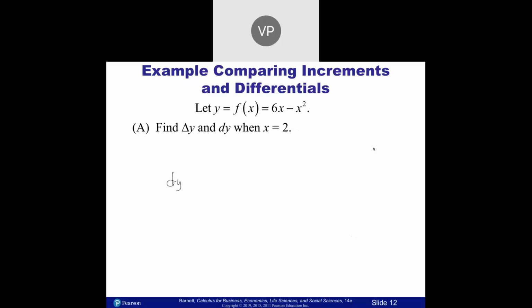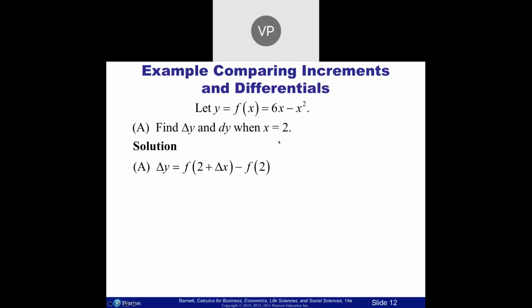Okay, so now we have a little different ask. They want us to find delta y and dy when x equals 2. Okay, so let's go back to some other formulas. Remember, delta y, we learned that a couple slides back, was f of some x value, in this case it's going to be f of 2, plus the delta x minus the f of 2. Okay, one of our early slides today. f of x plus delta x minus f of x, that's what we're doing.